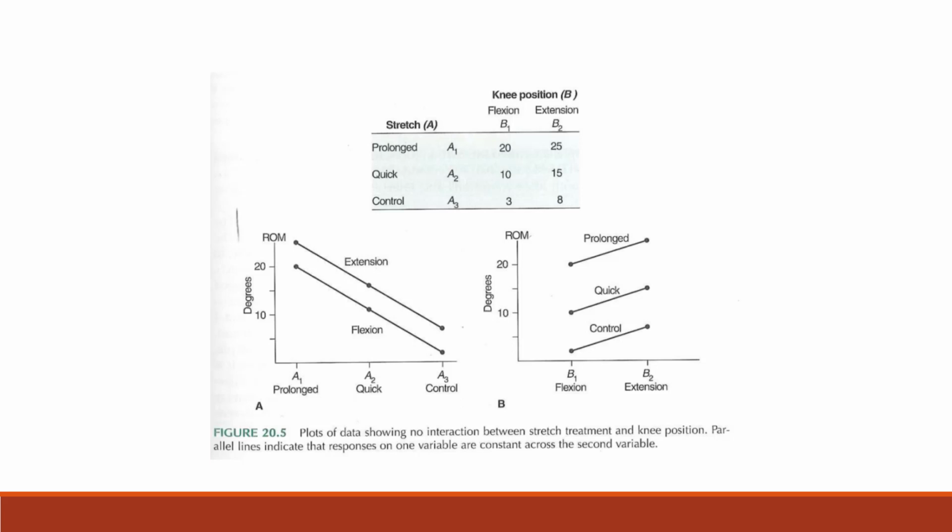We can reverse the plot as shown in figure 20.5b, with knee position on the x-axis, demonstrating a constant pattern for each level of stretch across both knee positions. These graphs are called interaction plots, in this case demonstrating a situation where there is no interaction. That is, prolonged stretch will generate the highest response under both knee conditions, and knee extension scores are higher across all levels of stretch.